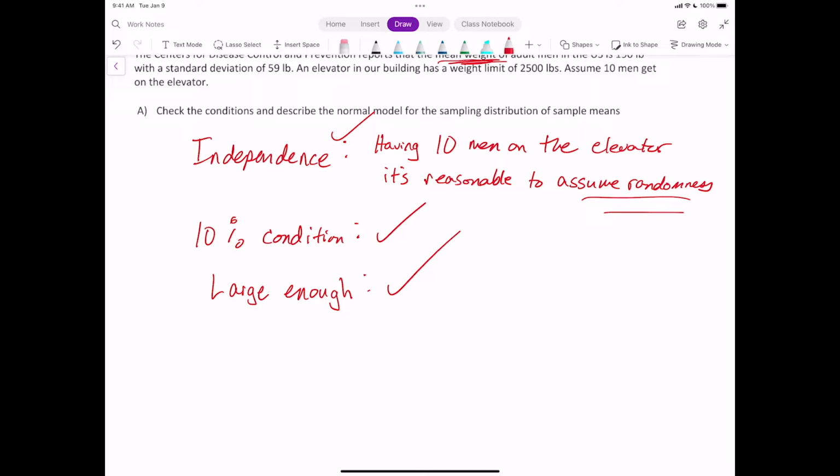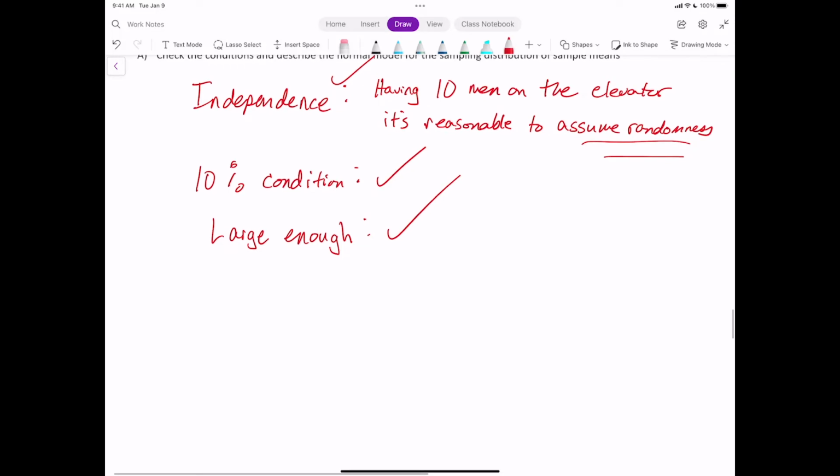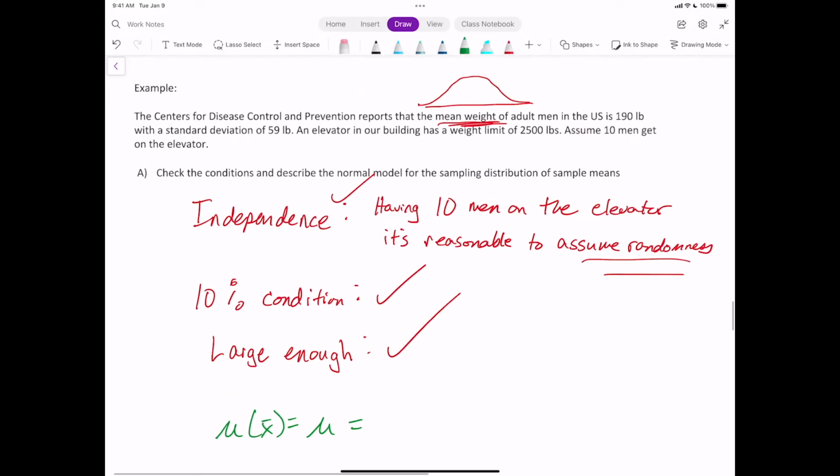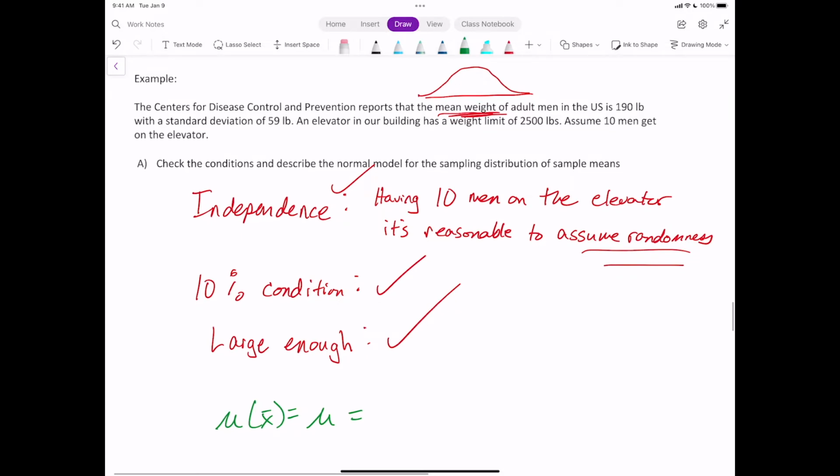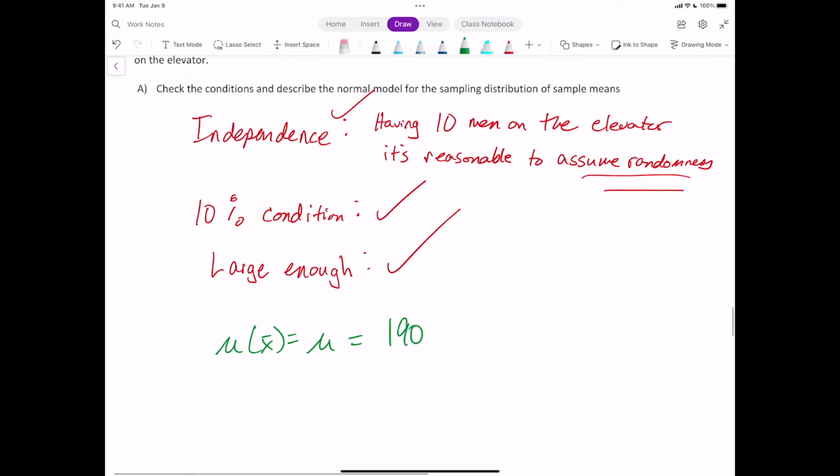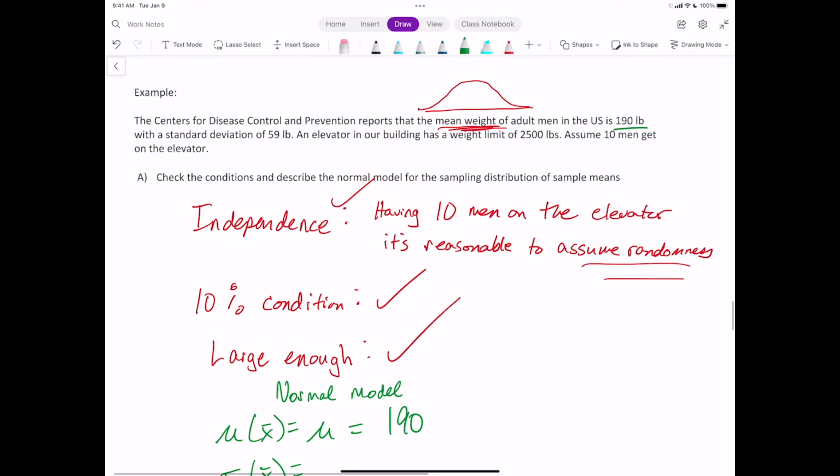So to describe it here, I'm not going to draw the whole normal distribution. We're just going to calculate the mean and the standard deviation. So the mean of the sampling distribution is the same as the population mean. And they told us the population mean weight of all men is 190 pounds. So we're going to have a normal model with a mean of 190 and a standard deviation of, the standard deviation is 59 pounds.